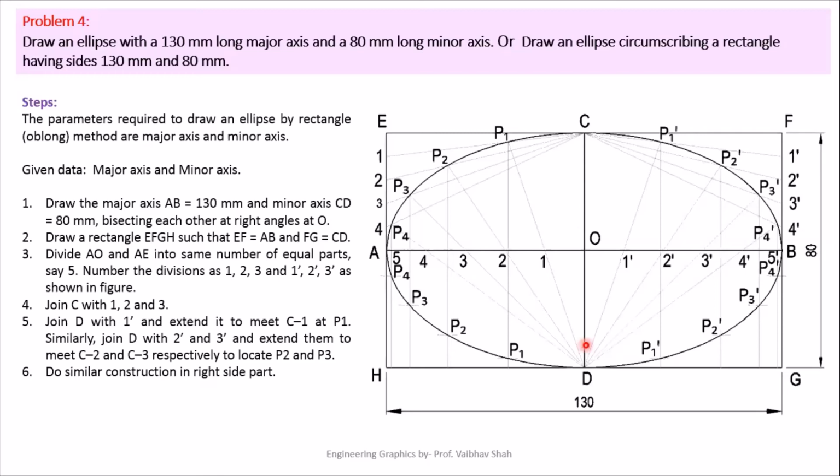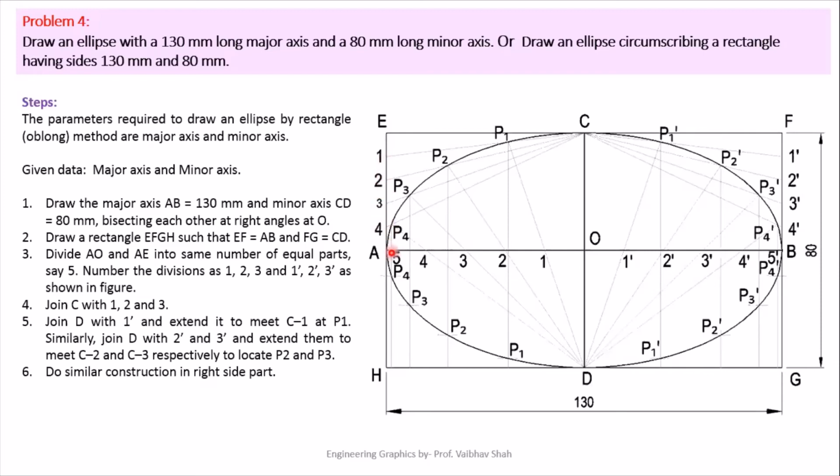After drawing this major axis and minor axis, your next task is to inscribe them inside a rectangle. So we'll be drawing one rectangle circumscribing this given major and minor axis. After drawing this, you will be dividing this horizontal line into an equal number of parts. If you are dividing this horizontal line into, let's say, 5 equal parts, we'll be dividing this vertical line into a similar number of equal parts. So in this case, we'll be dividing this vertical line into 5 equal parts only.